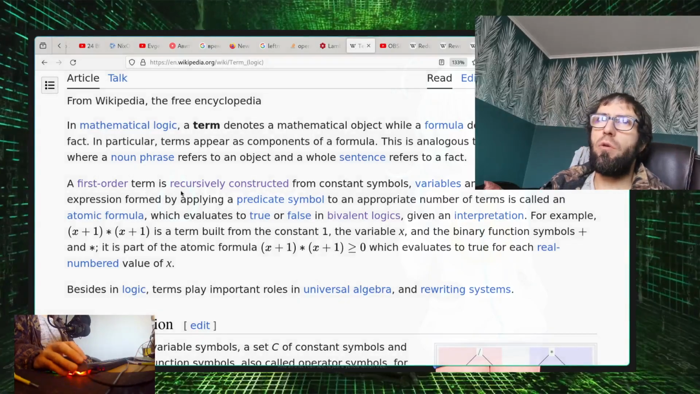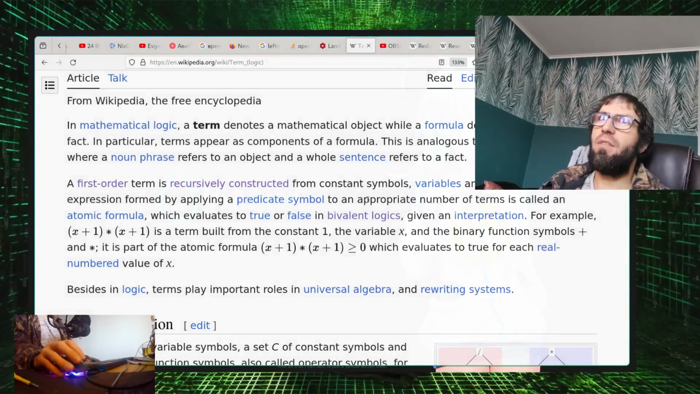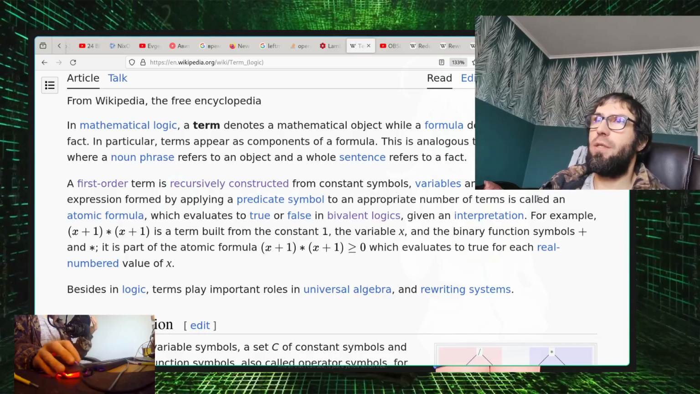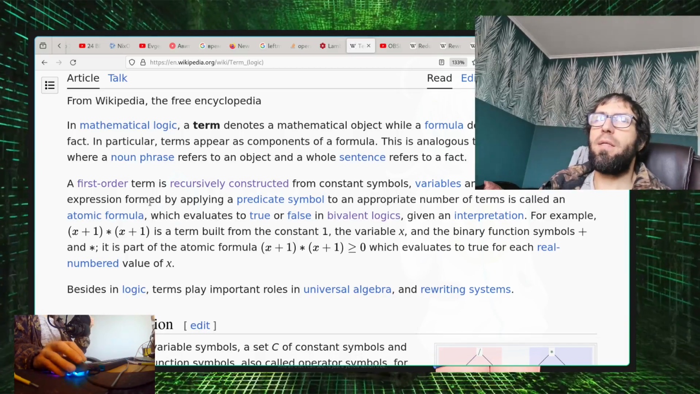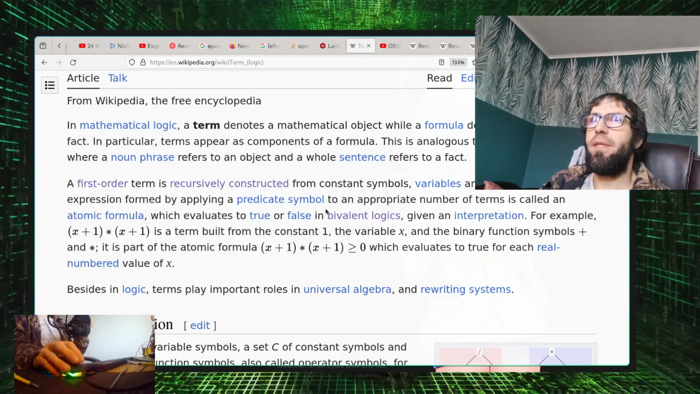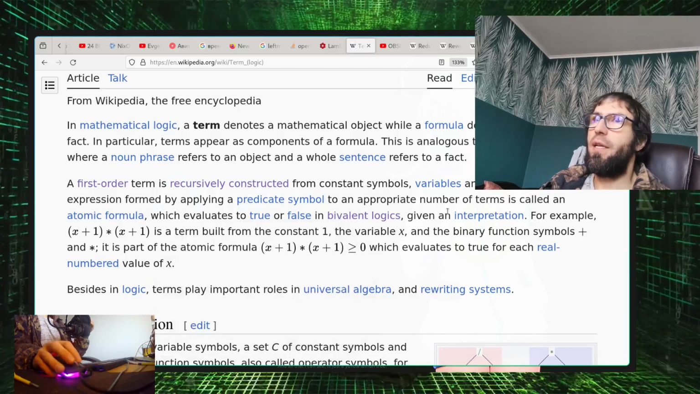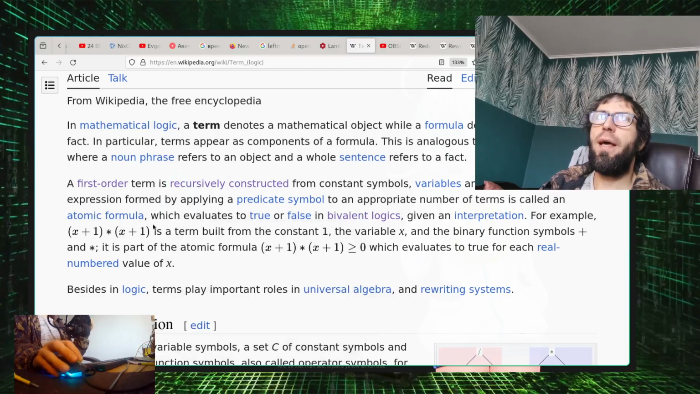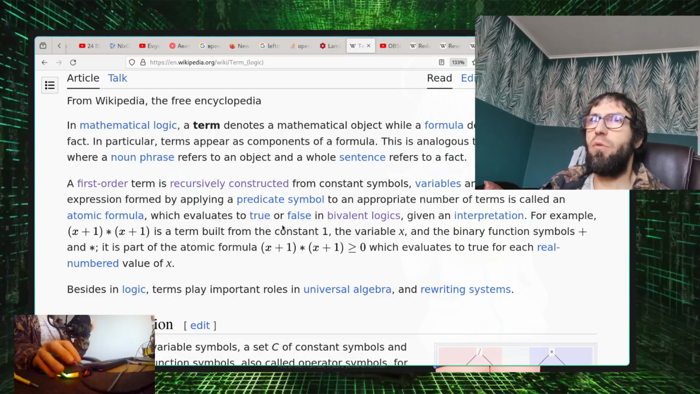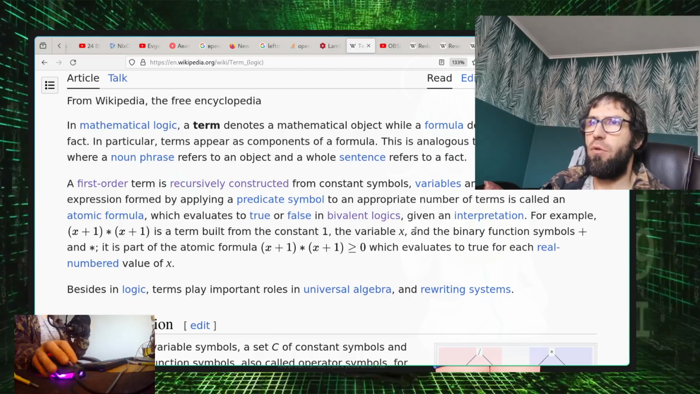A first-order term is recursively constructed from constant symbols, variables, and function symbols. An expression formed by applying a predicate symbol to an appropriate number of terms is called an atomic formula, which relates to true or false in equivalent logic.